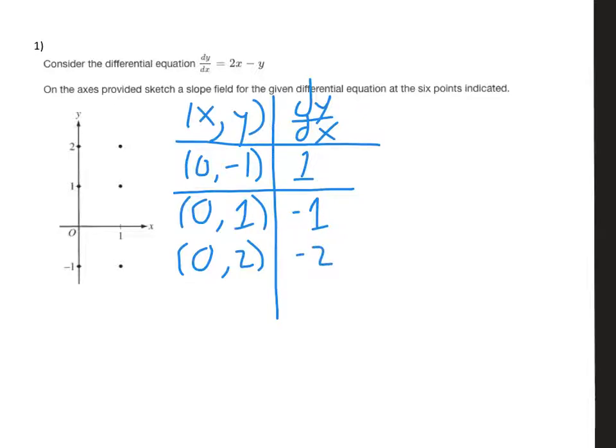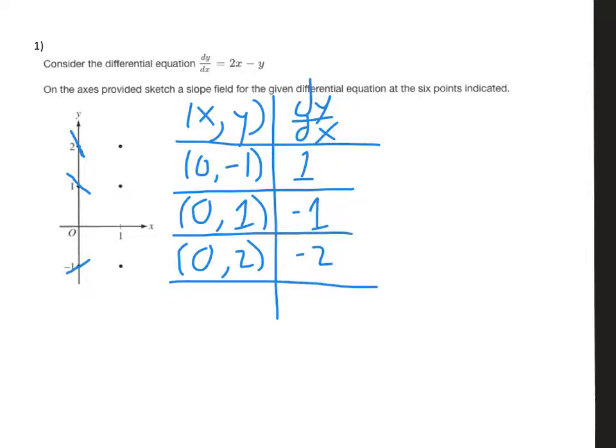So let's go ahead and draw those slopes. So at 0, -1, we've got a slope of positive 1. And as we've said in the past, just do your best, make it look reasonable and relative. My slope of -2 should be steeper than my slope of -1. That's all we're really looking for.